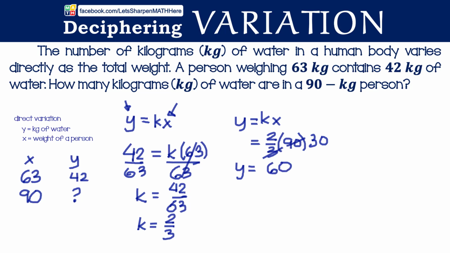To close this process, we can declare here that there is 60 kilograms of water in a 90 kilogram person. This is how we solve this problem.